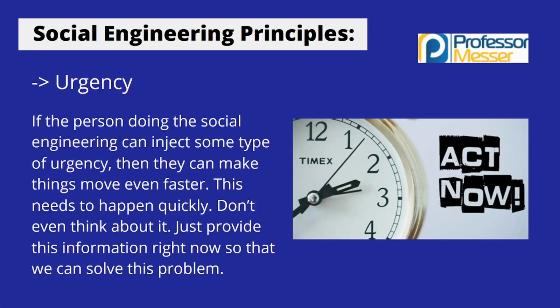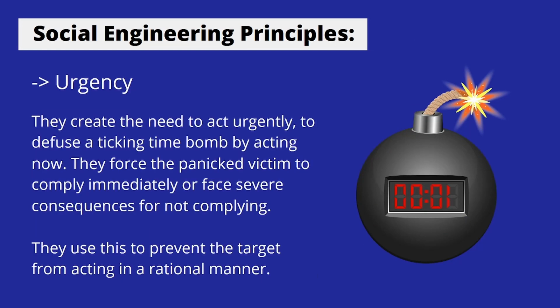Urgency. If the person doing the social engineering can inject some type of urgency into the situation, then they can execute the attack quickly. They try to enforce the idea that this needs to happen quickly. Don't even think about it. Just provide this information right now so that we can solve this problem. The attackers create the need to act urgently to defuse a ticking time bomb. By acting now, they force the panicked victim to comply immediately or face severe consequences for not complying. They use this to prevent the target from acting in a rational manner.